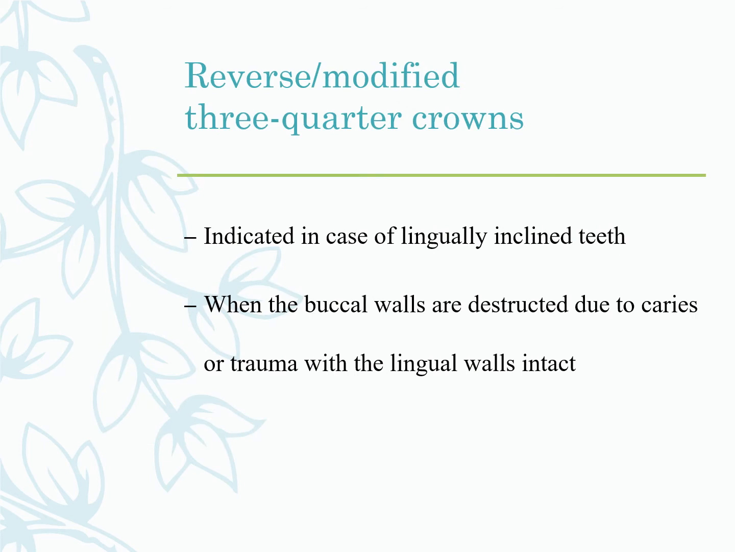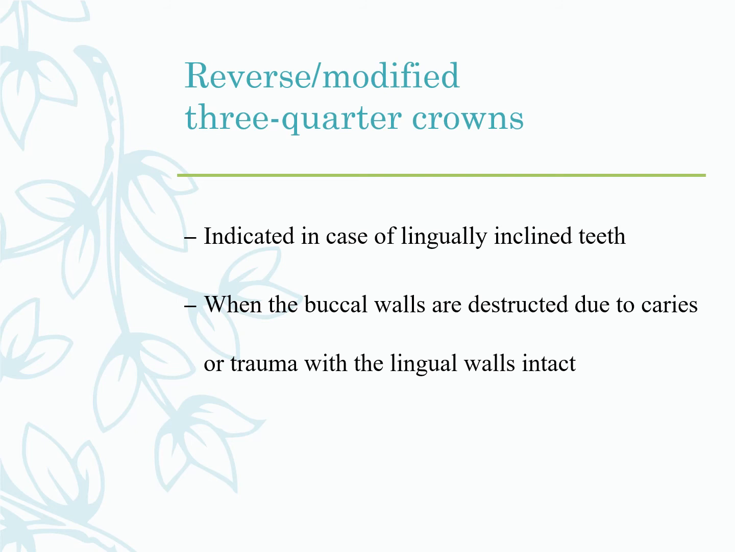And the next one is your reverse or modified three-quarter crown. It is usually indicated in cases where the molars are lingually inclined. So already when the tooth is lingually inclined, you know that most of the lingual tooth structure might be submerged, and there is more of buccal tooth structure that is present.